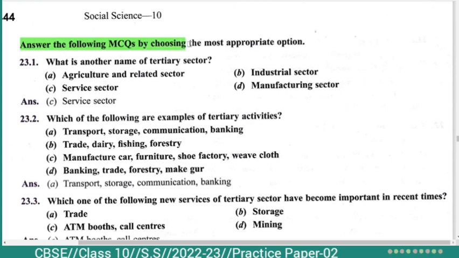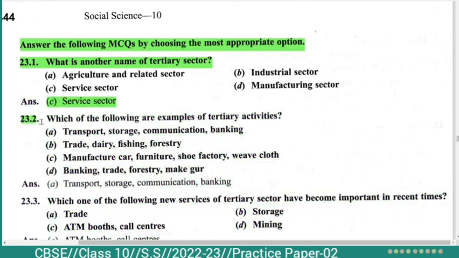Answer the following MCQs by choosing the most appropriate option. Question number 23.1. What is another name of tertiary sector? Option A, agriculture and related sector. B, industrial sector. C, service sector. D, manufacturing sector. The correct answer is option C, that is service sector.